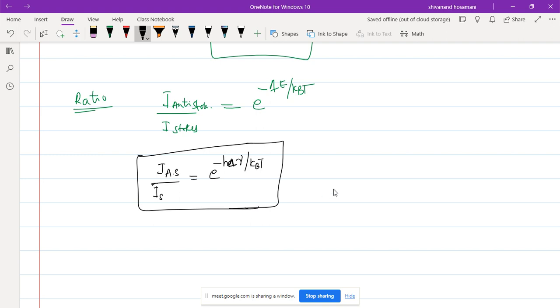Correct? Here we know that I Stokes are greater than I anti-Stokes. Here delta nu is the Raman shift. [Kannada: Since you know the Raman shift, you can automatically ask for the intensity ratio.]